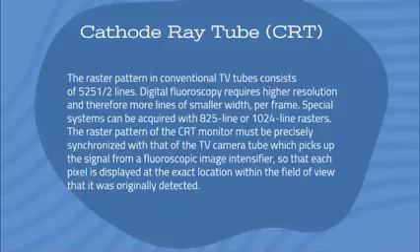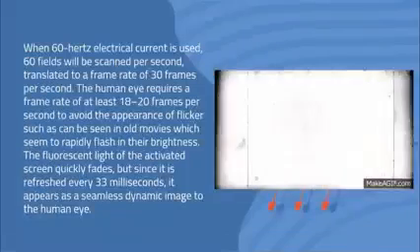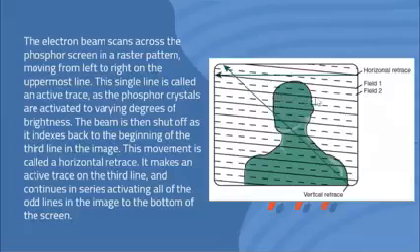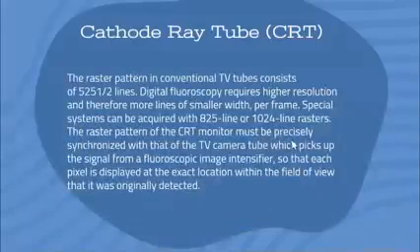Special systems, what is meant by lines in the raster pattern? This one. So the thinner the lines, the higher the resolution. Okay, the more lines and the smaller the width, the higher the resolution and the more frame rate, which is much better than a low frame rate. Okay, special systems can be acquired with 825 line or 1024 line rasters.